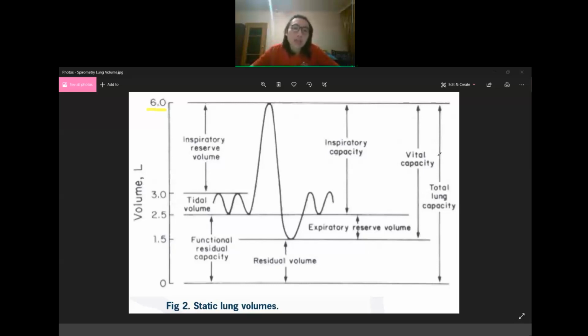But what are the parameters that are clinically significant? First one that is clinically significant is your tidal volume.